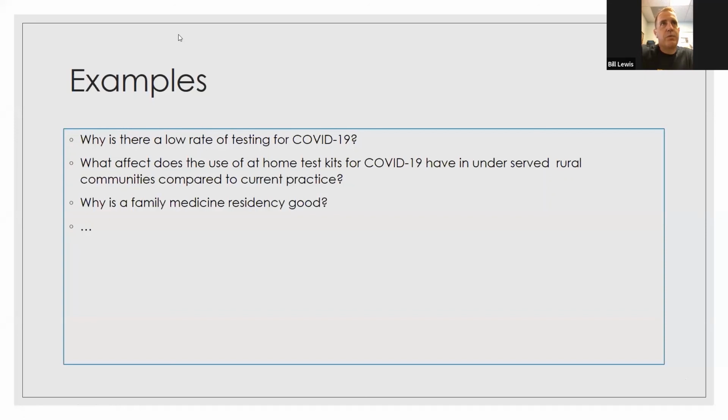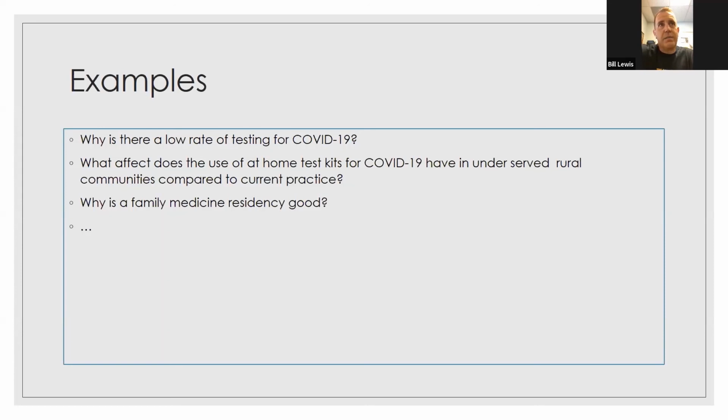So a better one would be, what effect does the use of a home test kit for COVID-19 have in an underserved rural community compared to current practice? We know what we're comparing it to. We know our population this way. So we have our who, we have our timing and when, we have specifically what we're going to be doing, and we're not just asking something vague. So if you can see that.